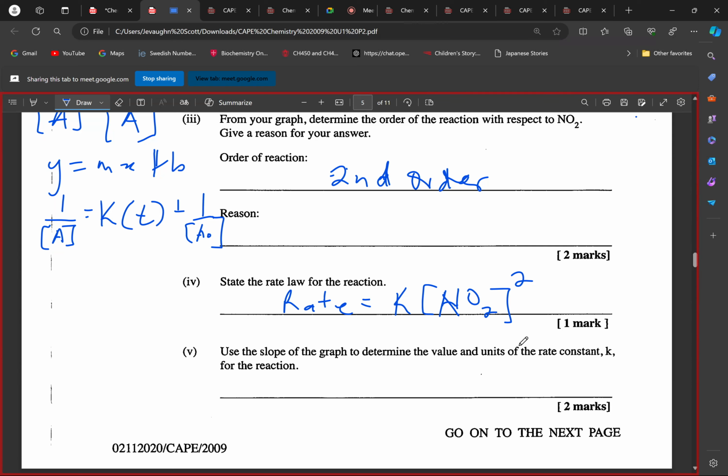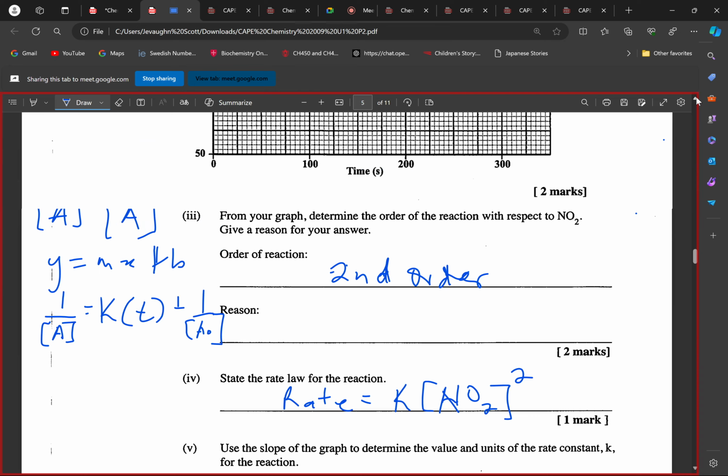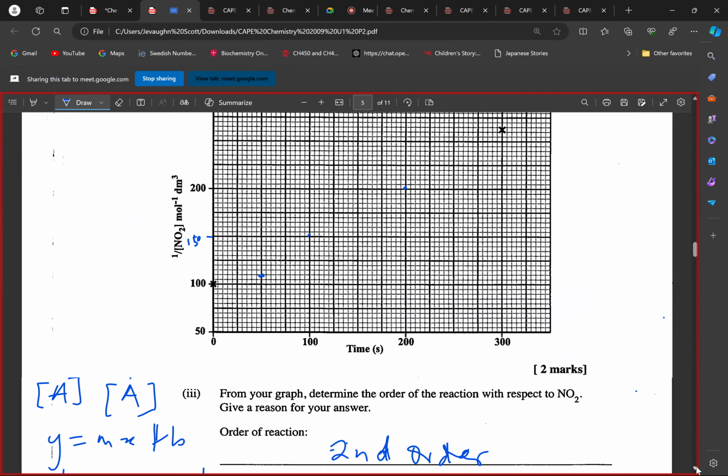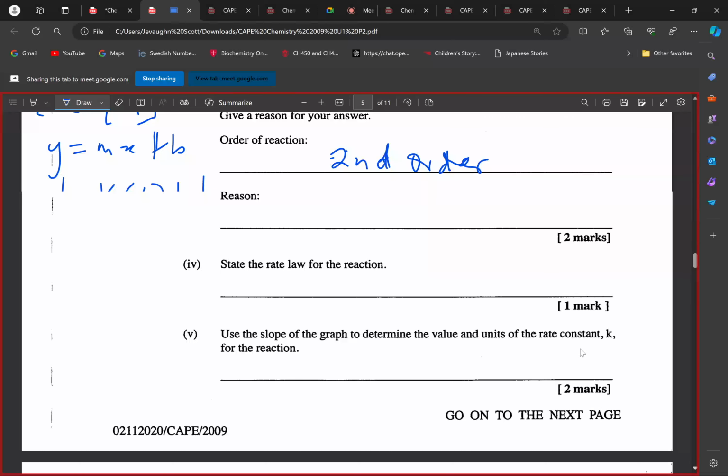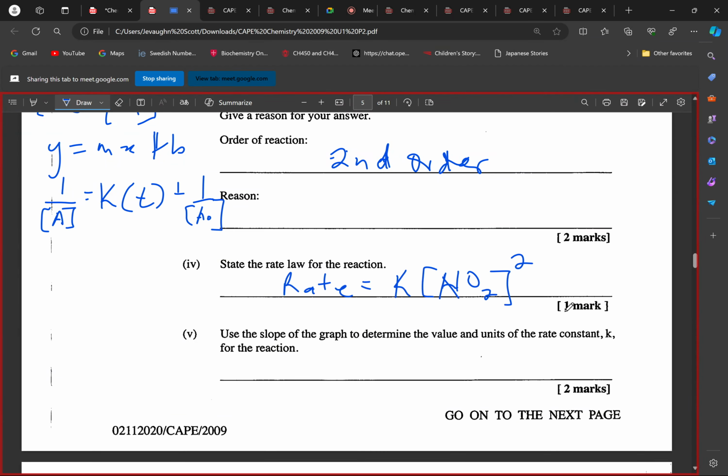All you're going to be doing is calculating the gradient, which is y2 minus y1 over x2 minus x1. So you're just going to calculate the gradient of your curve, and that's how you're going to get your entire value for K. And the units of K for second order reactions would be what? It would be mole squared per dm, to what? You have dm cubed squared. What would that be?